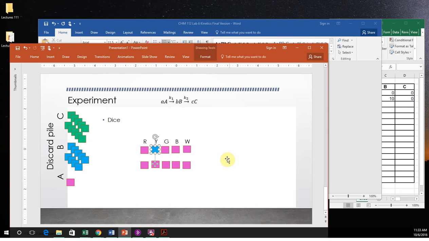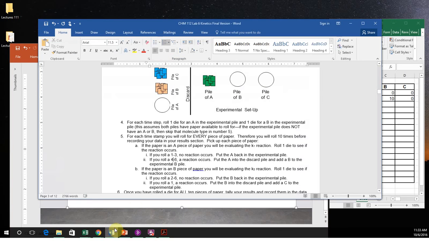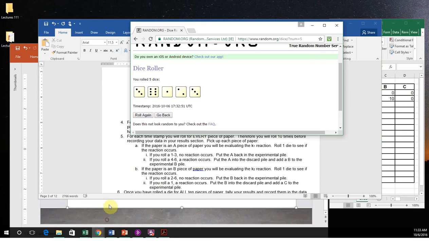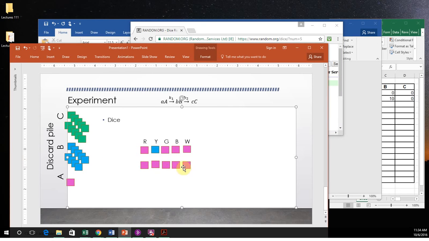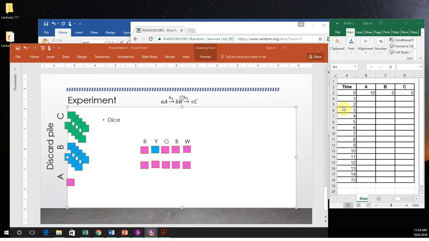So here we cannot record data yet. We have to do it for the whole, all 10. So we're going to go again to our dice, and we're going to roll. Okay, so again, 1 through 3, no reaction happens. No reaction occurred here, here, here, here, here. They're all 2 to 3. So this is my first timestamp.